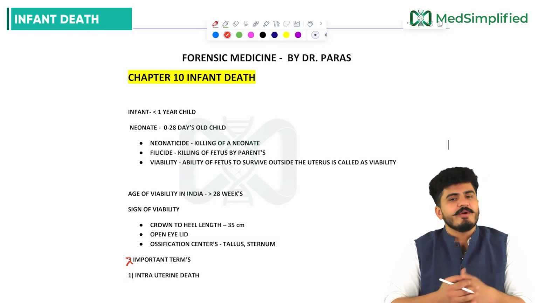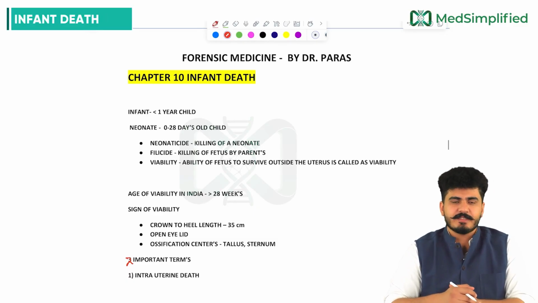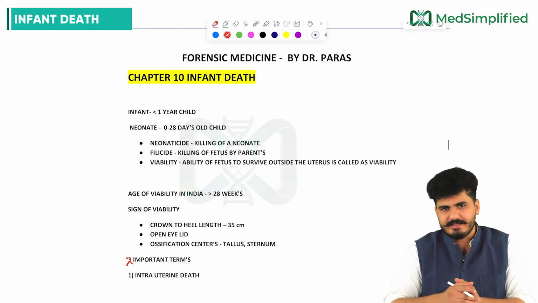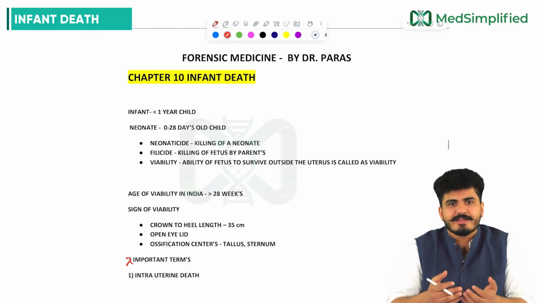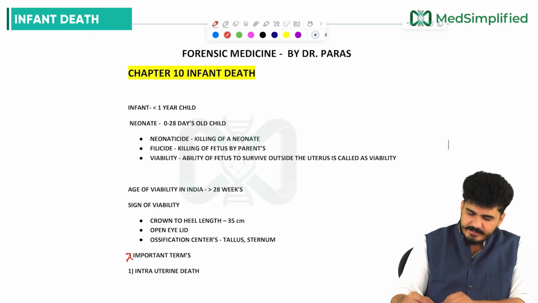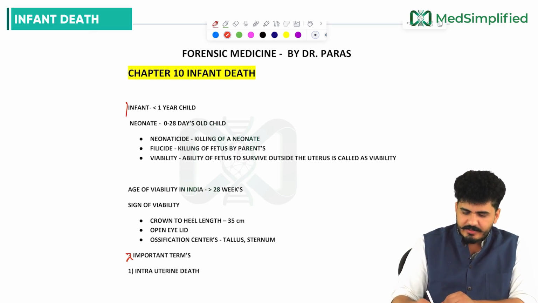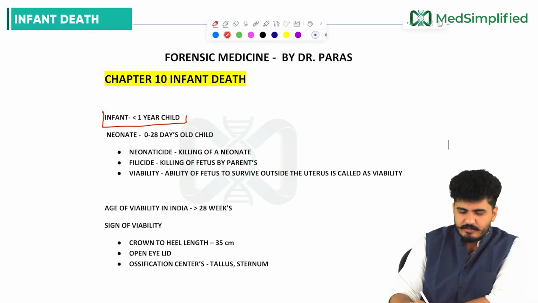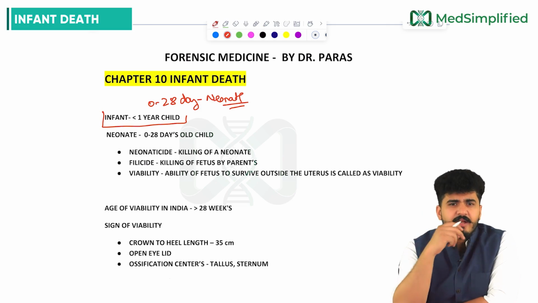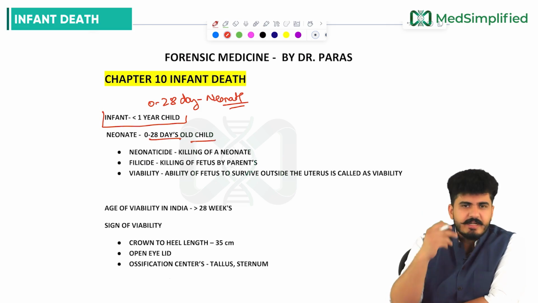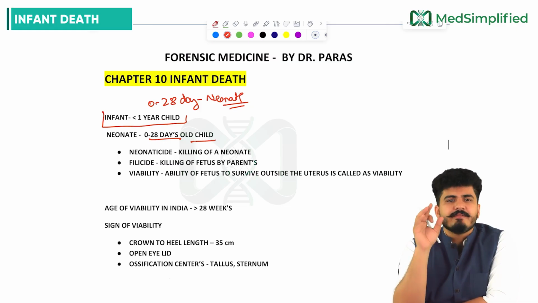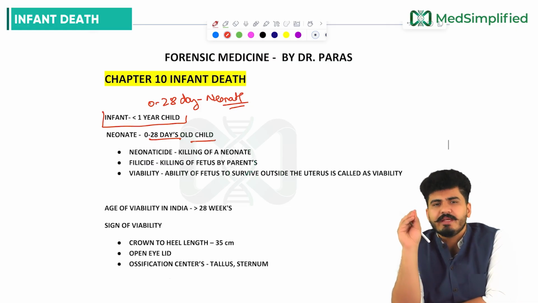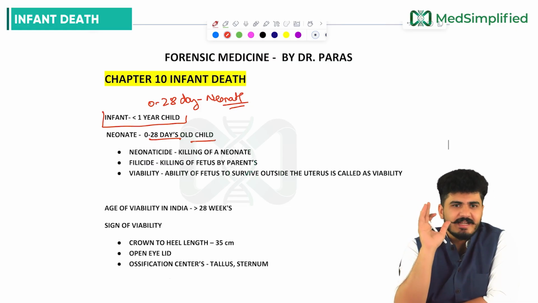Now we are going to discuss chapter number 10, and chapter number 10 is all about infant death. So we have to know first what is infant. A child of age less than 1 year, or up to 1 year, we call that child an infant, my dear friends. A child of 0 to 28 days is called a neonate. So, an infant is a child less than 1 year old, and a neonate is a child 0 to 28 days old.